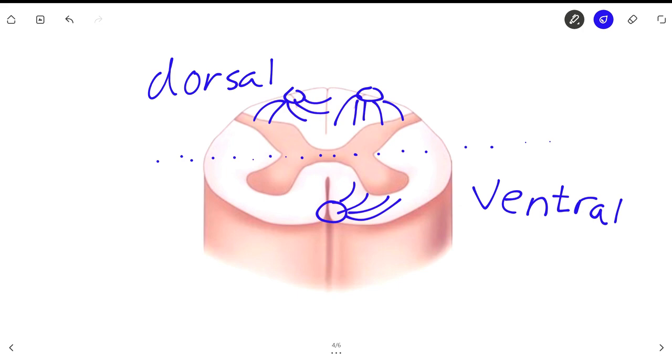And you can have a stroke in one of these arteries, which means that you could get paralyzed, or you could lose some of your sensory or motor functions. But that's how your spinal cord gets supplied with blood. And yeah, that was blood supply to the spinal cord in a nutshell.